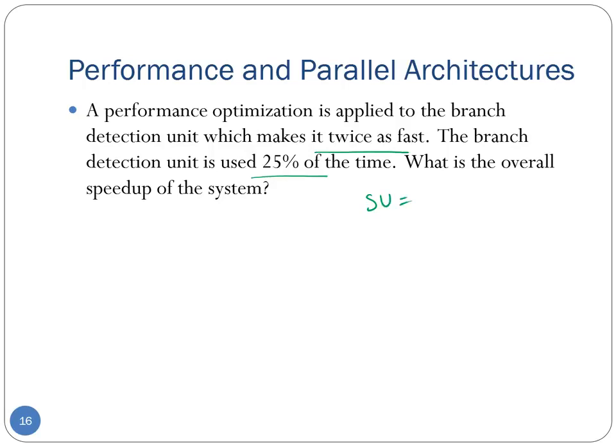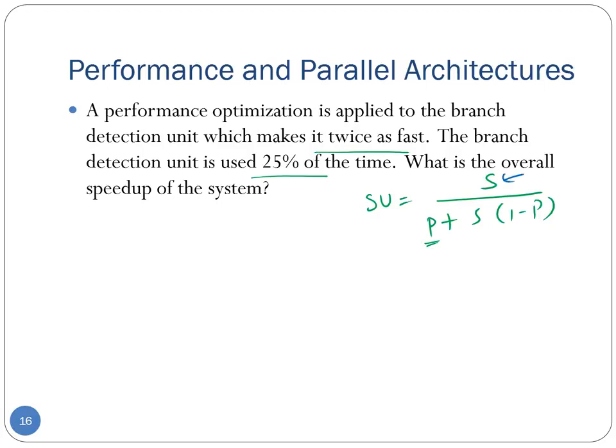So the overall speed up is given by s divided by p plus s into 1 minus p, right? So where s is basically the amount of speed up that you can get from the optimization, p is basically the portion of the program or portion of the system that you can optimize, right? So in this case here, let's quickly figure out these values.